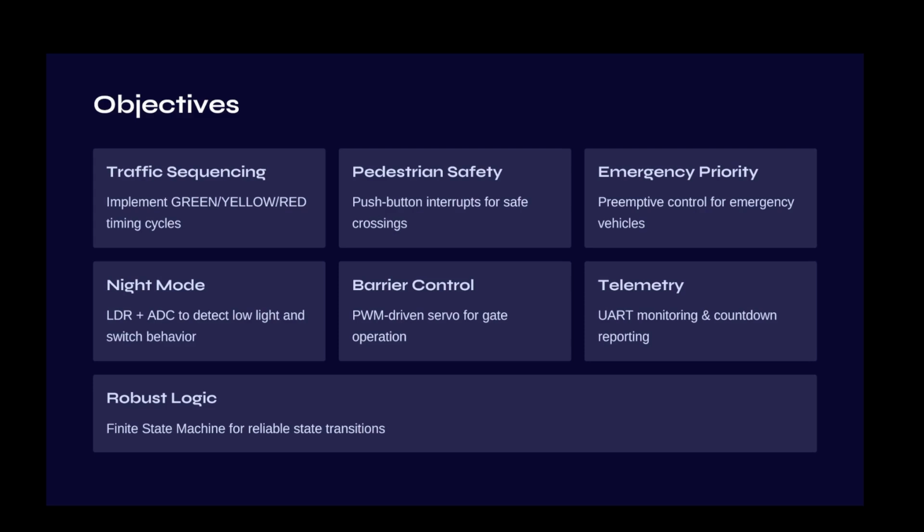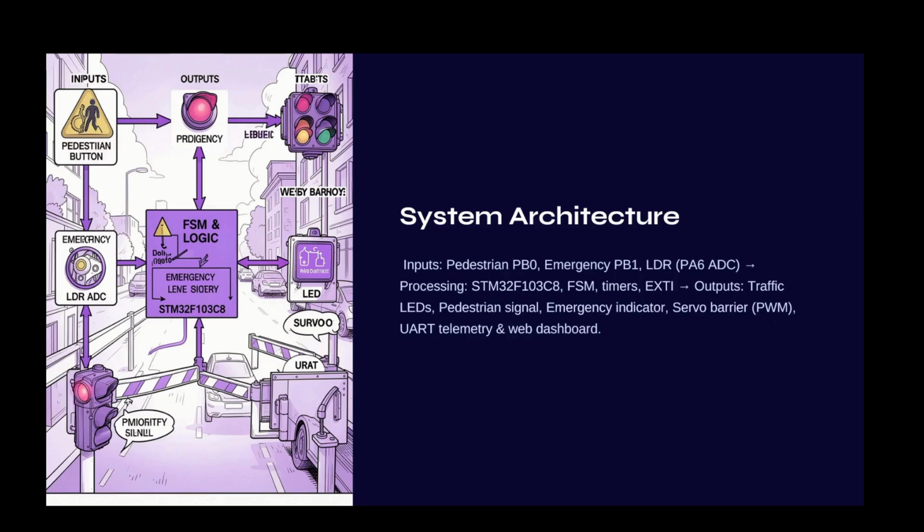Objectives. The main objectives of our project are to implement automatic traffic light sequencing, to provide safe pedestrian crossings, to prioritize emergency vehicles, to automatically switch to night mode using an LDR sensor, to control a traffic barrier using a servo motor, and to monitor the complete system using UART communication. These objectives together create an intelligent and adaptive traffic management system.